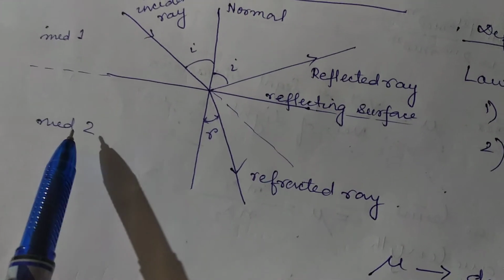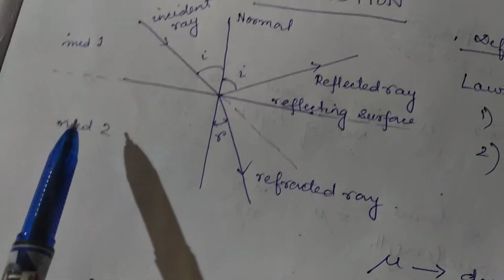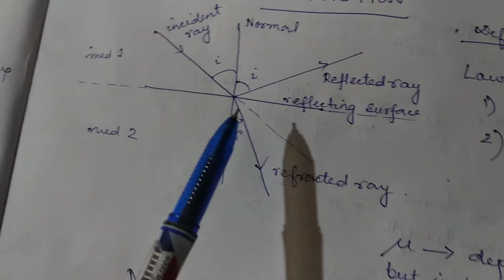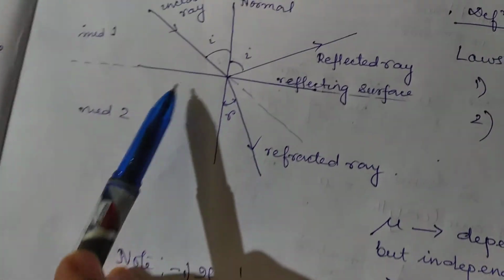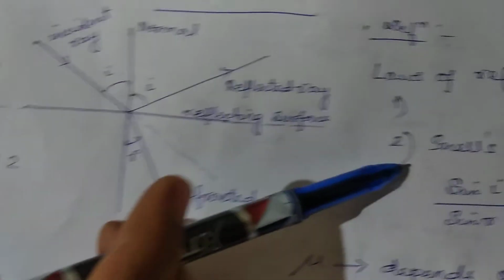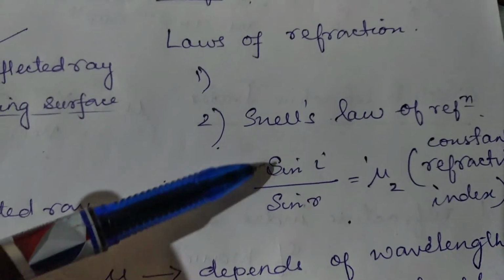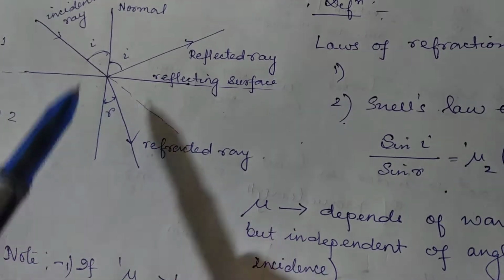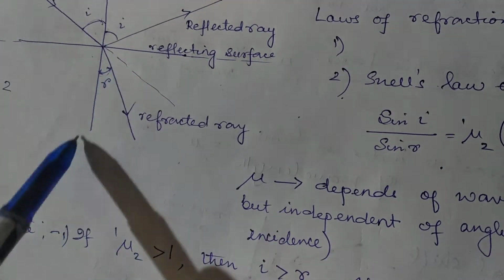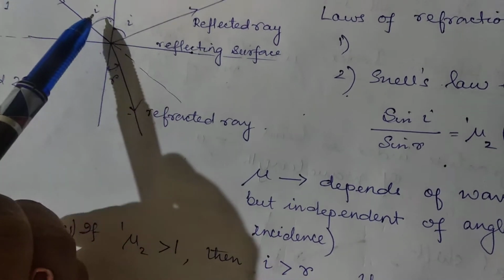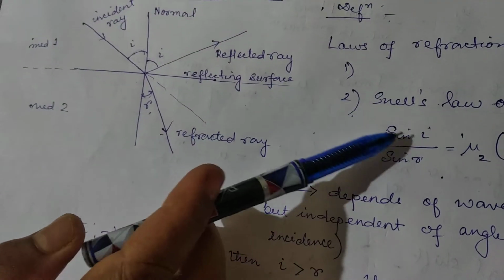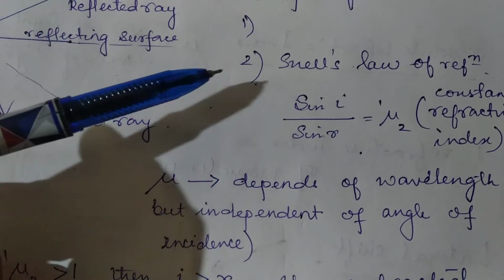There are two laws of refraction. First, the incident ray, refracted ray, and normal to the interface at the point of incidence all lie in the same plane. The second law is Snell's law of refraction. This is the angle of incidence between the normal and the incident ray. This is the angle of refraction between the normal and the refracted ray. So sin i by sin r gives a constant ratio, and this is called the refractive index. This is Snell's law.